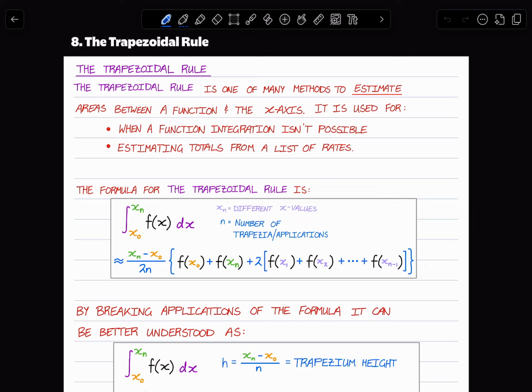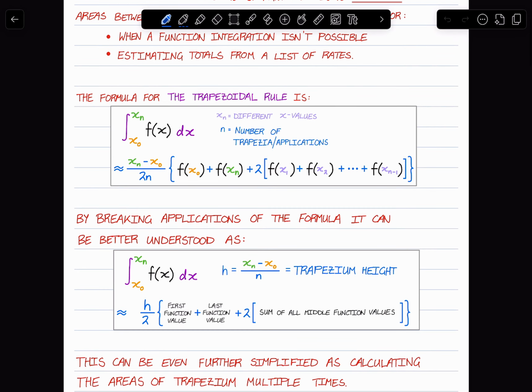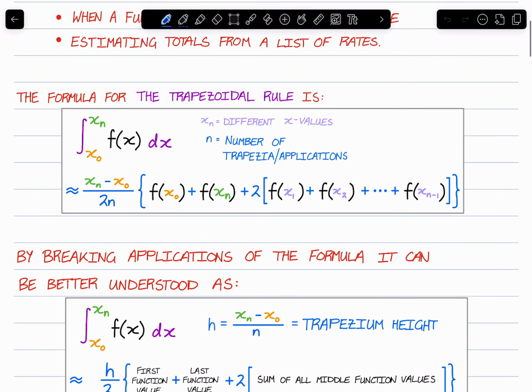The trapezoidal rule is one of many methods to estimate areas between a function and the x-axis. It is used for when a function integration isn't possible, as well as for estimating totals from a list of rates. The formula for the trapezoidal rule is this thing that you see here.